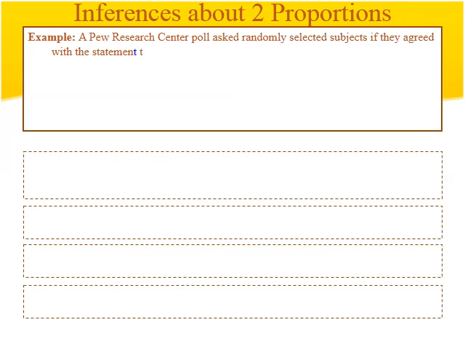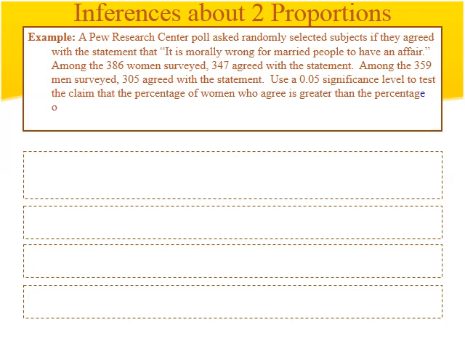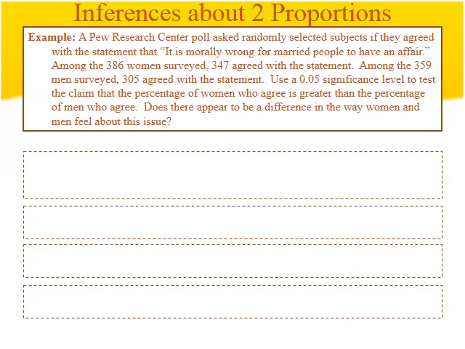So take a look at this example. A Pew Research Center poll asked randomly selected subjects if they agreed with a statement that it is morally wrong for a married couple to have an affair. Among the 386 women surveyed, 347 agreed with the statement, and among the 359 men surveyed, 305 men agreed with the statement. Use a 0.05 significance level to test the claim that the percentage of women who agree is greater than the percentage of men who agree. Does there appear to be a difference in the way women and men feel about this issue?